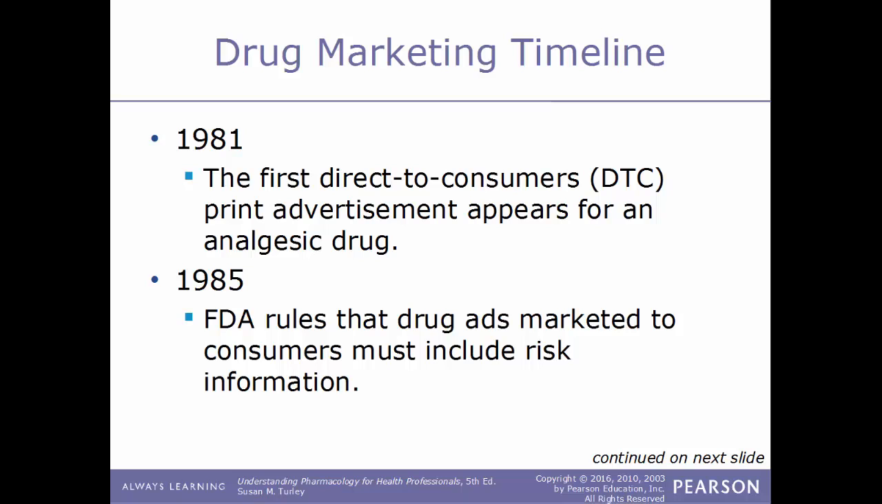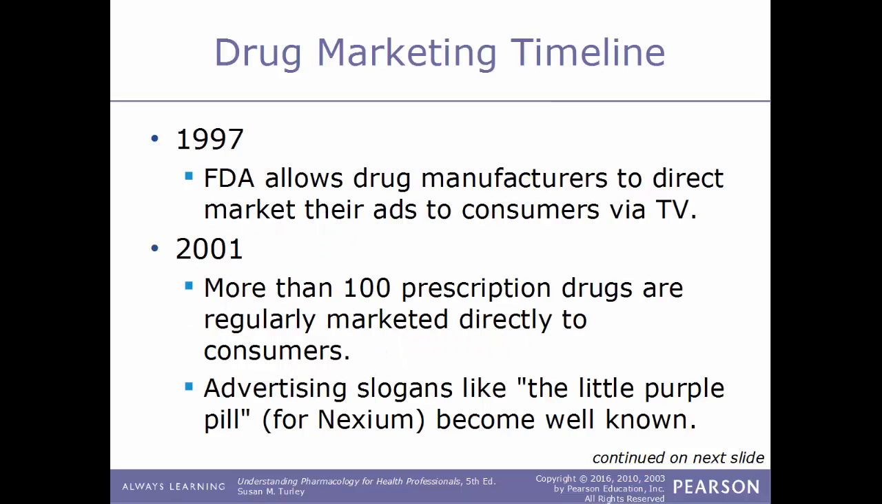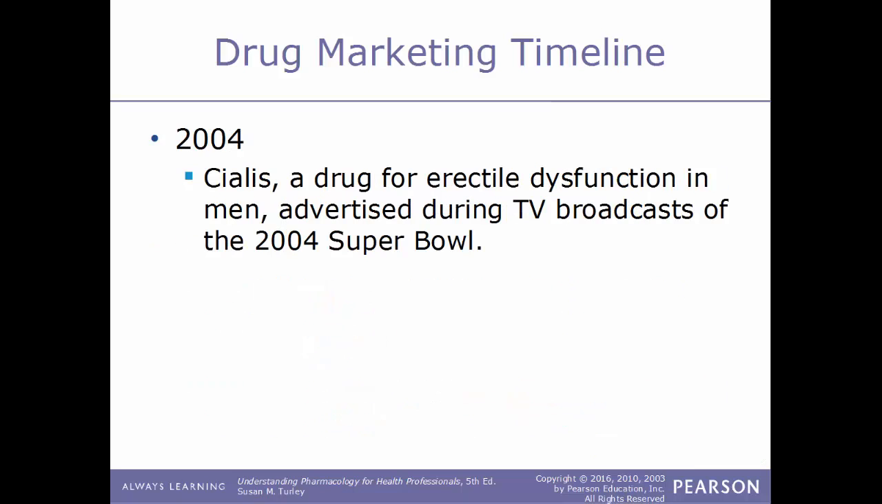All right, now we'll talk about some key points in the drug marketing timeline. In 1981, the first direct-to-consumer print advertisement appears for an analgesic drug. 1985, the FDA rules that drug ads marketed to consumers must include risk information. That's why you hear every possible side effect that might ever happen in a TV commercial or in a print advertisement. 1997, the FDA allows drug manufacturers to direct market their ads to consumers via television. 2001, 100 prescription drugs are regularly marketed directly to consumers. So now slogans are becoming well known even for prescription drugs. The little purple pill for Nexium is an advertising slogan that people can recognize because it is a product. 2004, Cialis, a drug that treats erectile dysfunction, advertised during the Super Bowl.